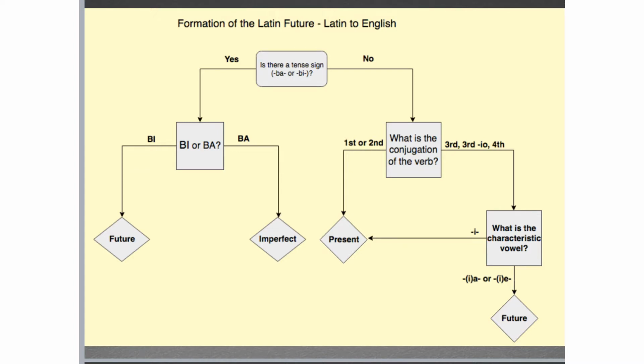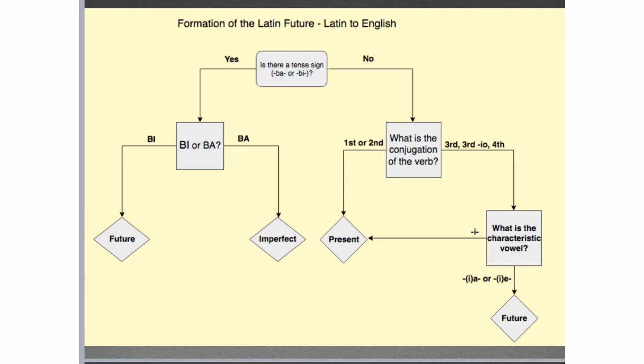All right, so Latin future in general. Okay, so Latin to English, right? So is there a tense sign, right? BA or BI. Now we're identifying things. So if there is a tense sign, obviously BI is going to be future and BA is going to be imperfect. If there's not a tense sign, things get a little more complicated. And again, this is when you're identifying the tense of Latin verbs. So again, you've got to identify the conjugation, all right?